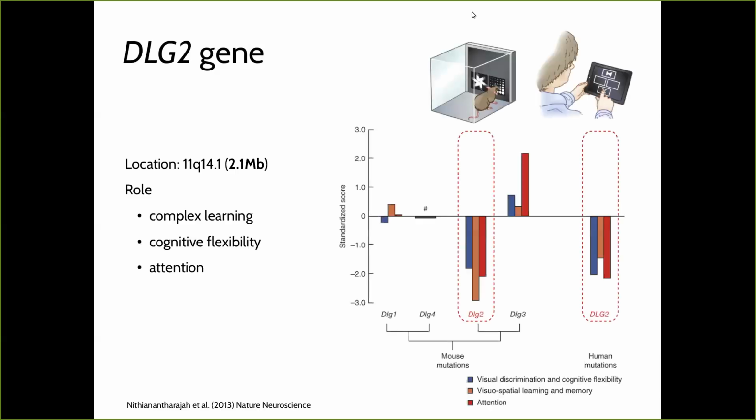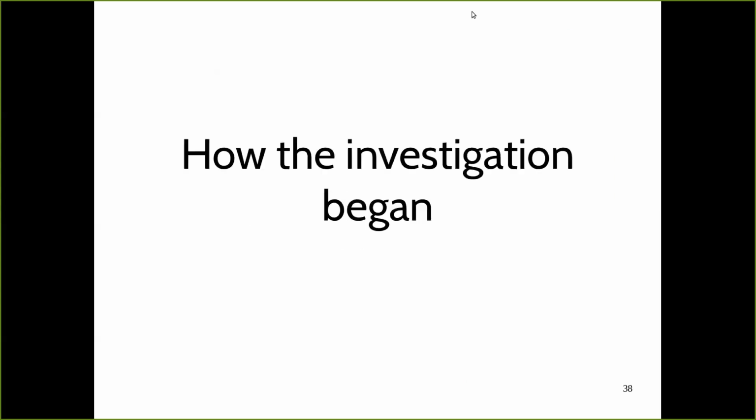Okay, the final slide of the background section is a little description of the DLG2 gene. This is a gene known to be expressed in brain, and I would like to report in this slide the concept described in a Nature Neuroscience paper of 2013 that studied exactly this gene and concluded that this gene is associated with complex learning, cognitive flexibility, and attention. Now, the background section is completed. I'm happy to introduce what I've done for this research.